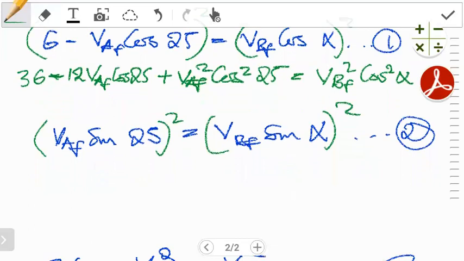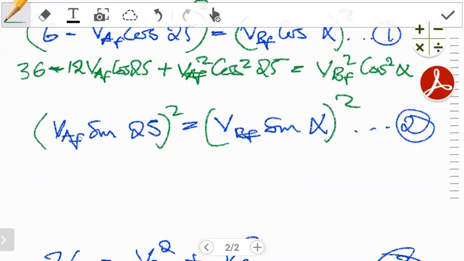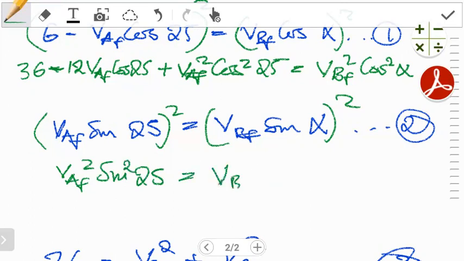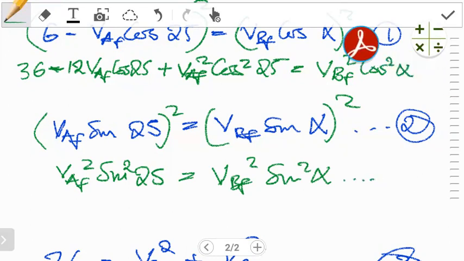How about when we square the second one? Squaring the second one is pretty straightforward. This becomes VA final squared sine squared 25, which equals VB final squared sine squared alpha. Okay, so having done this, let's label them again. That was equation 3, and this becomes equation 4.